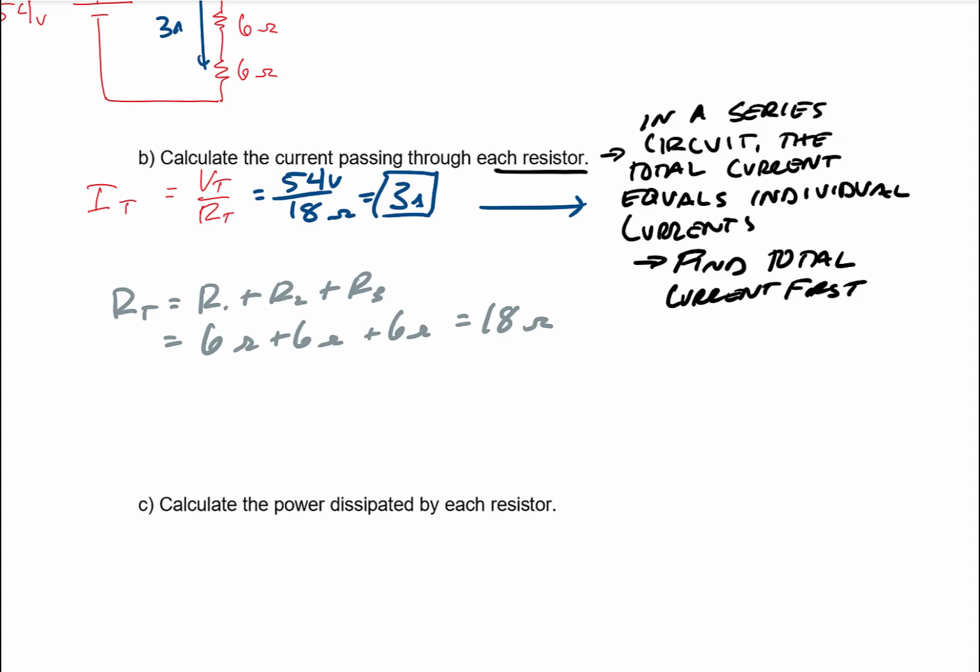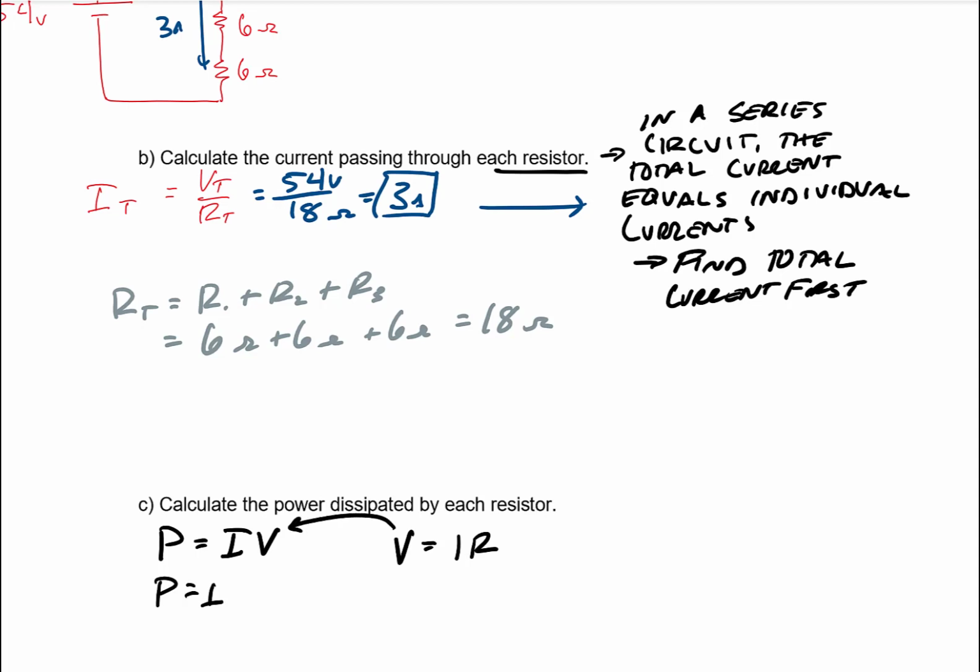Calculate the power dissipated by each resistor. Okay, so power is usually current times voltage, but I don't know the individual voltage here. So what we're going to do is make a substitution. We know that voltage is also current times resistance. And so what we can do is plug that in for voltage.